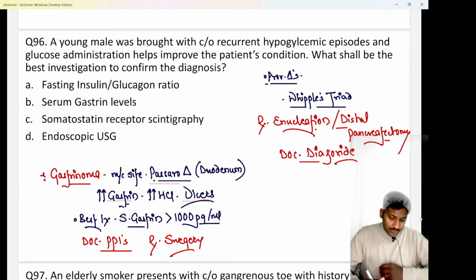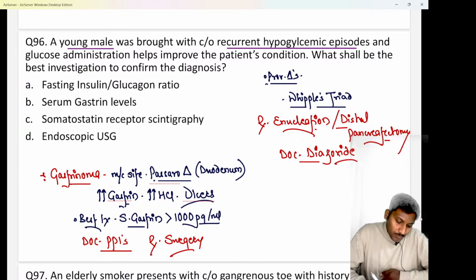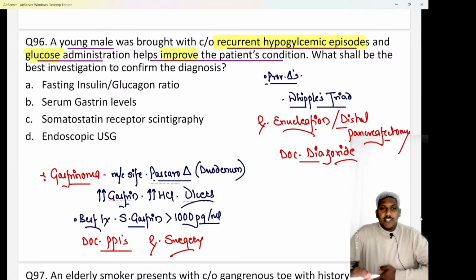Here we are able to see there is a young male who was brought to you with complaints of recurrent hypoglycemic episodes. So the patient is having hypoglycemia, or low blood glucose, again and again. Glucose administration helps improve the patient's condition. I hope all of you are quite aware. If you give glucose to the patient, the condition improves.